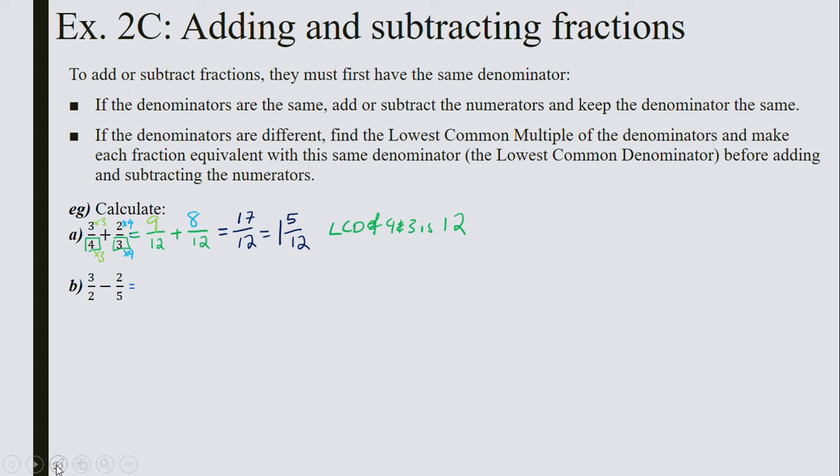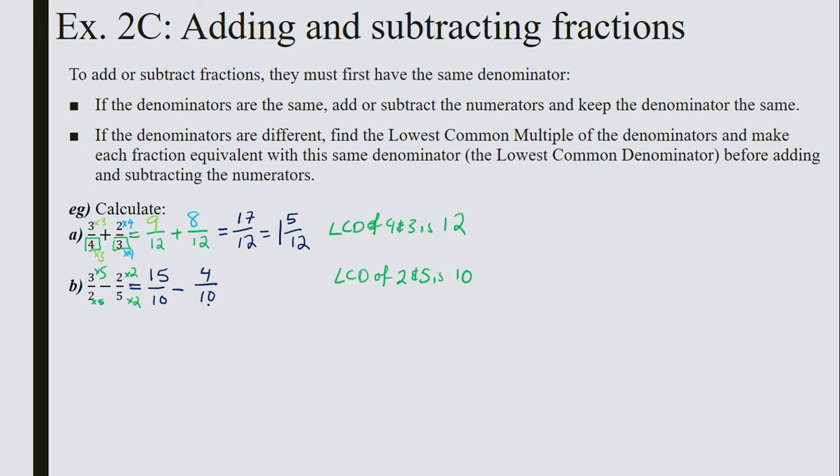So again, I need to look at the lowest common denominator, okay, and the lowest common denominator, LCD, of 2 and 5 is 10, which is conveniently this fraction multiplied by 5, which is the other one's denominator, and this one multiplied by 2. What that then gives us is 3 times 5 is 15, and 2 times 5 is 10, minus 2 times 2 is 4, and 5 times 2 is also 10.